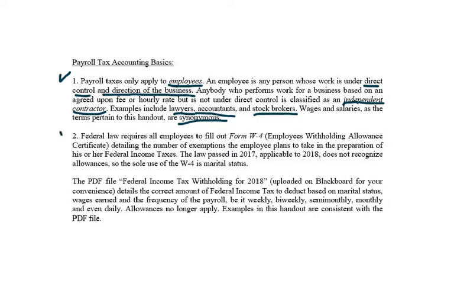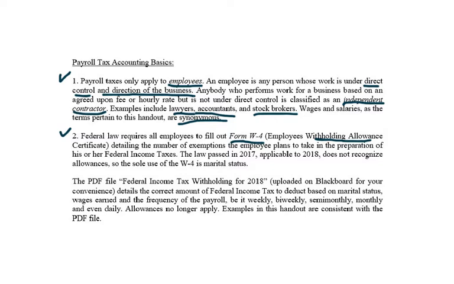Now, if you're dealing with an employee, the first thing most employees are going to be required to fill out is a form called the W-4, the purpose of which is withholding allowances, which I'll talk about in a second here. In other words, how many exemptions do you plan on taking as an employee in preparation of federal income taxes?